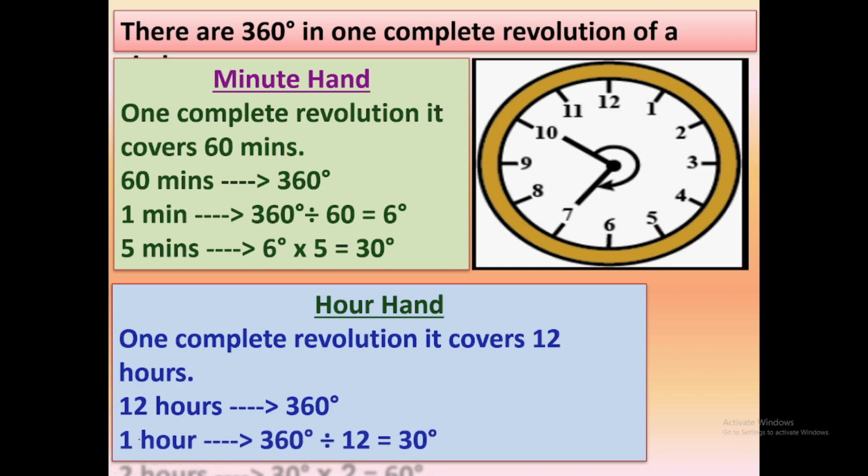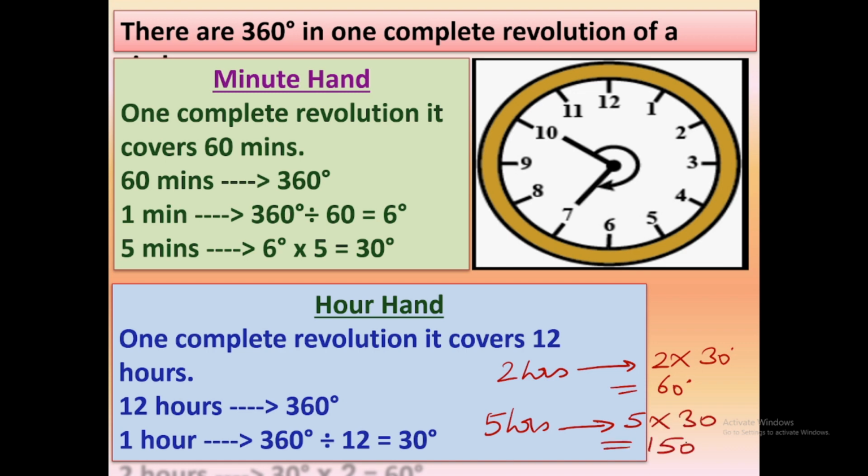अब आता है कि 2 आवर्स में आवर हैंड ने कितना कवर किया? दैट इज 2 इंटू 30 डिग्री, दैट इज 60 डिग्री. इन 5 आवर्स आवर हैंड ने कितना डिग्री कवर किया? 5 इंटू 30, दैट इज 150 डिग्री.